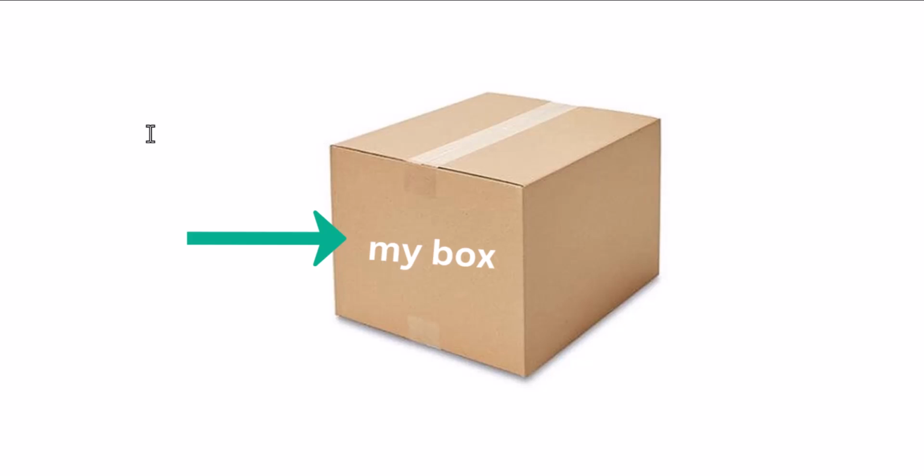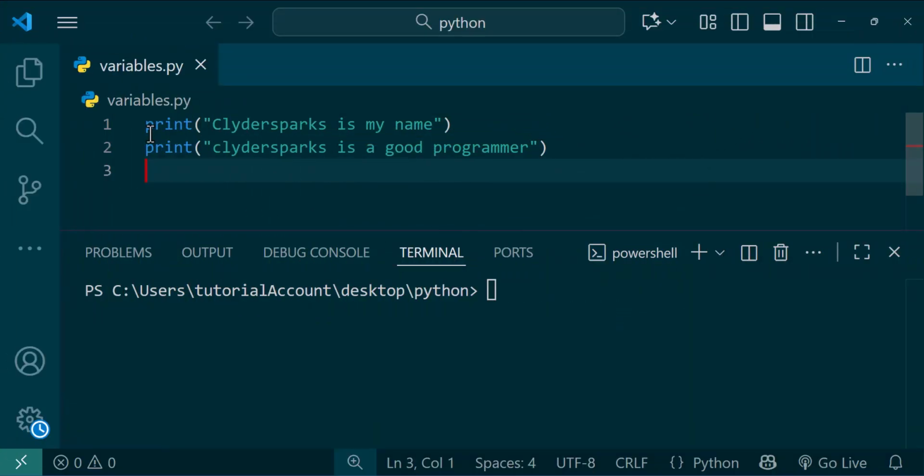You choose the name for your variable, for example, age, name, or maybe favorite color, so you can remember what data it contains. And you can change what's inside your box, obviously. Just like you can take something out of your box and put something else in, you can change the value stored in your variable at any time. So let's see how we can create a variable.